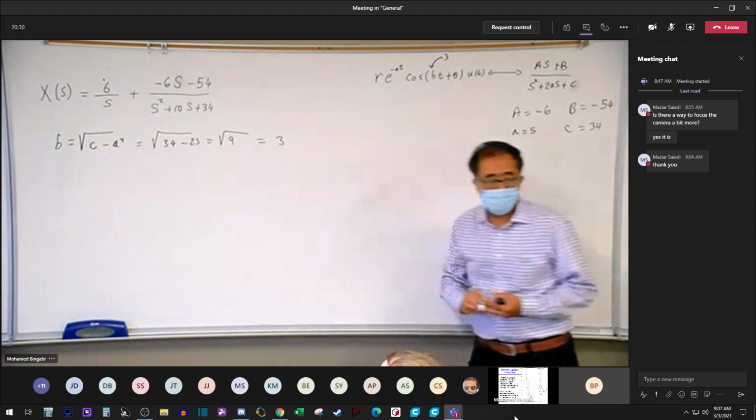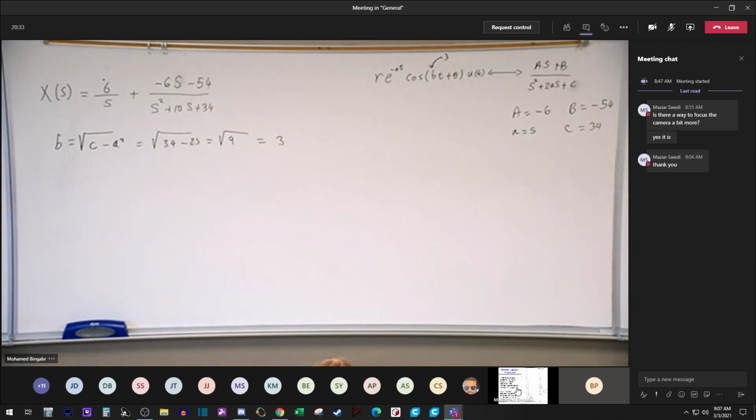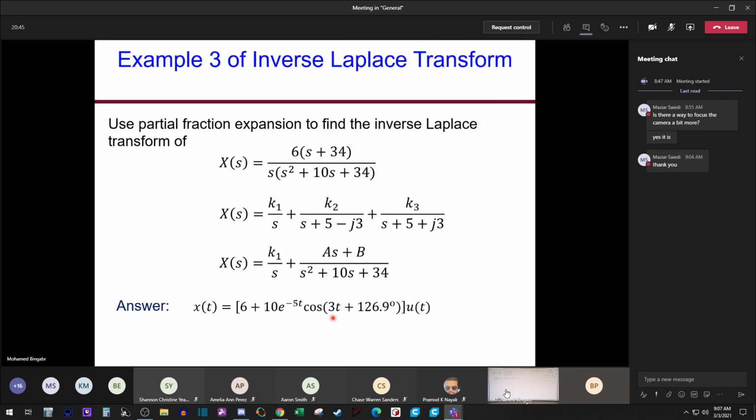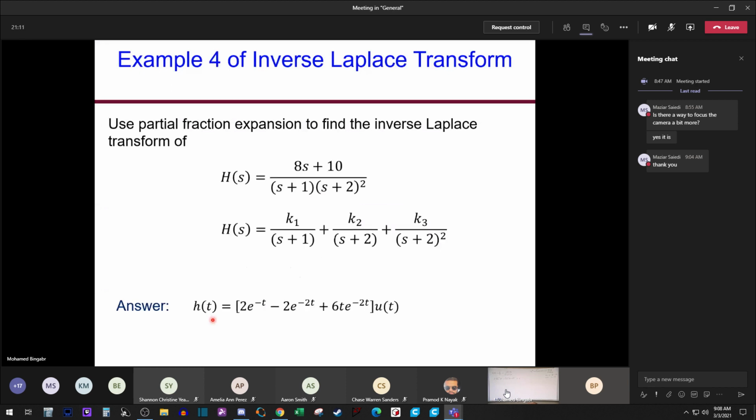And same thing, you're going to be using these equations. You have all the parameters here, so you can find R and you can find theta. And your final answer will be, if you do that, and I went through this in the video in detail, the final answer will be, this is R, 10. We already found this is 3, and this is theta. And that's the answer. So if you have this Laplace transform, then that's the inverse Laplace transform, x of t. The last one is when you have a repeated root, like this one.